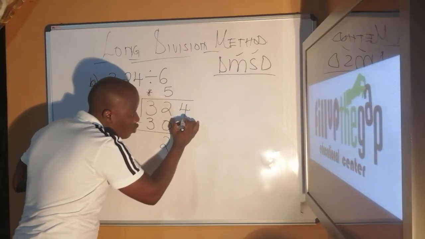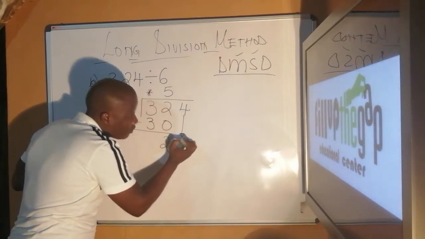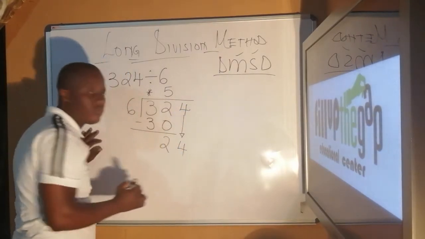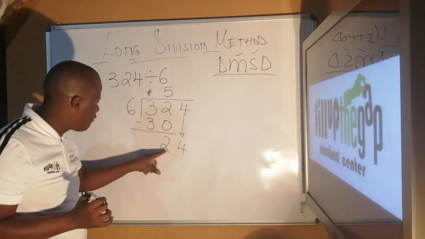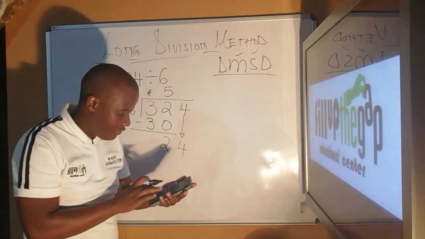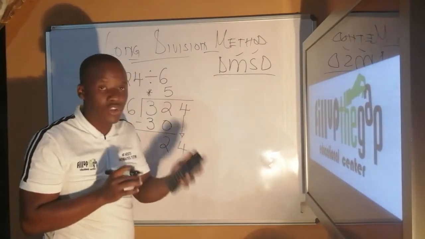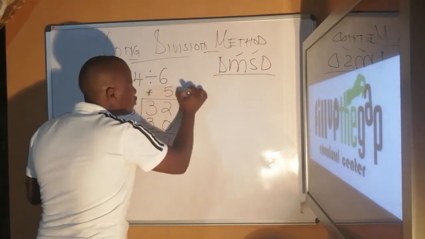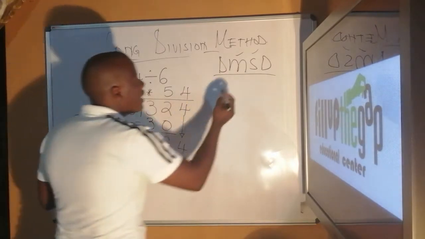What are we supposed to do? We drag. We drag what? 4. From there, we have 24 divided by 6. You take your calculator. 24 divided by 6 equals 4. So it's going to be equal to what? 4.